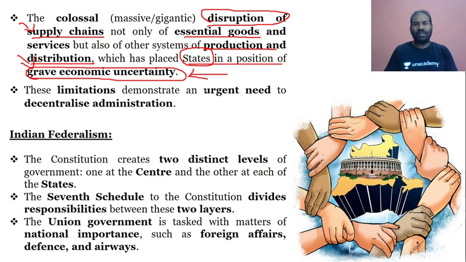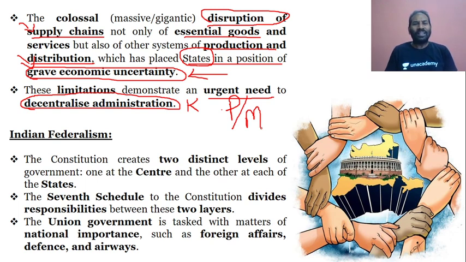And these limitations, whatever we have discussed now, are the urgent need to decentralize administration. This is again a very important keyword or key phrase from the prelims and mains point of view. This is a keyword for the prelims I am talking about, and also in regards to the mains point of view. So the need of the hour is now what? Decentralizing administration.